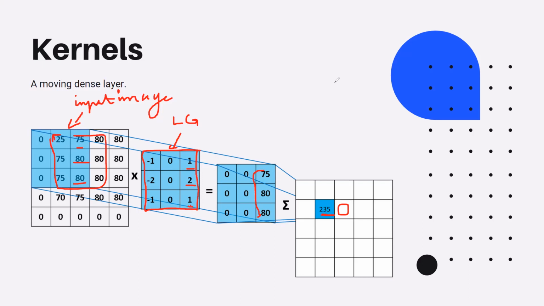Now let me ask you a different question. Let's go back, clear all. For this one, which values should we use?